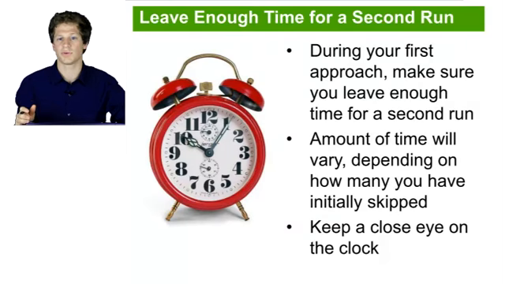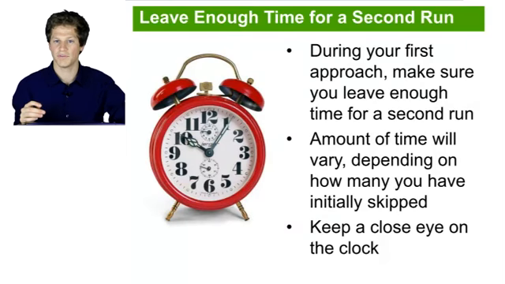During your first run through an SAT section, make sure you give yourself enough time to come back to the questions that you've initially skipped. This amount of time may vary depending on how many questions you choose to skip, but don't be afraid to skip some. Even if you only answer half the questions during your first run, that's fine, as long as you leave enough time for the second run through. That simply means that you have effectively prioritized your order of difficulty. Make sure you keep a close eye on your clock or stopwatch so that you can manage your time effectively.